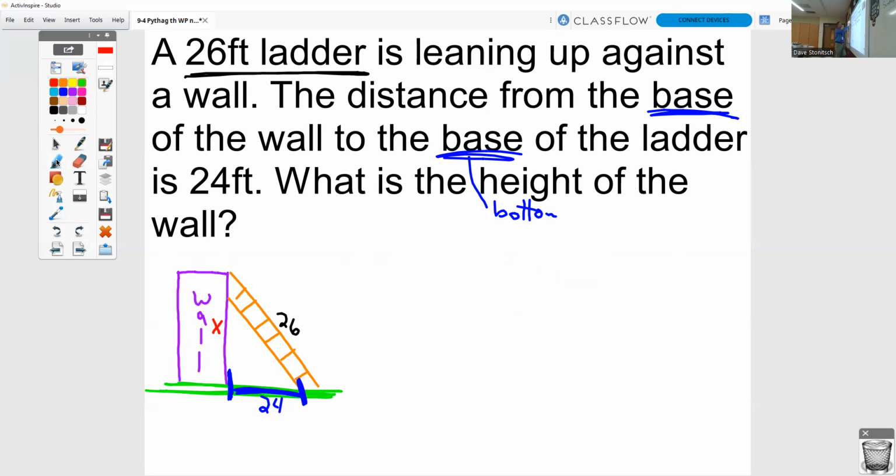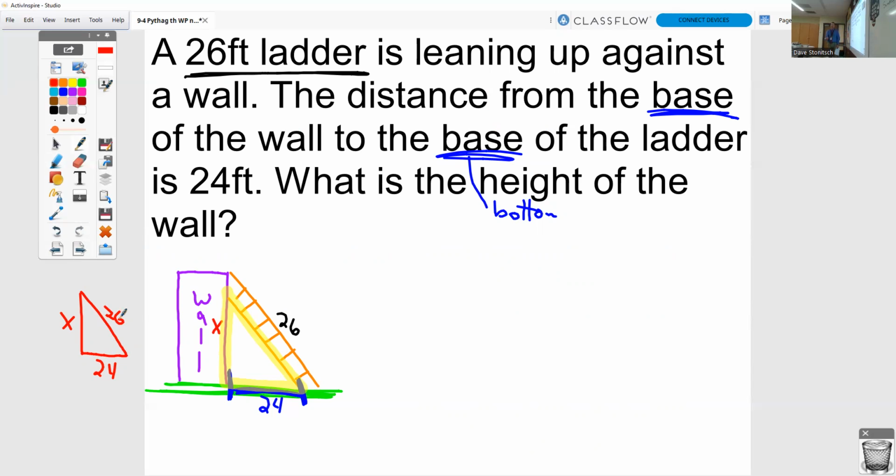So hopefully you see the right triangle right here. I'm going to put this in yellow. Here's your right triangle, right? So we have an X as one of the sides, 24 as one of the sides, and 26 as one of the sides. Really, that triangle looks like this, where we have X, 24, and 26.